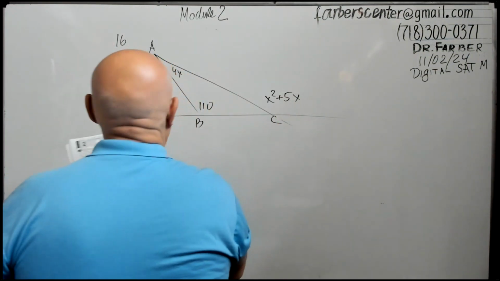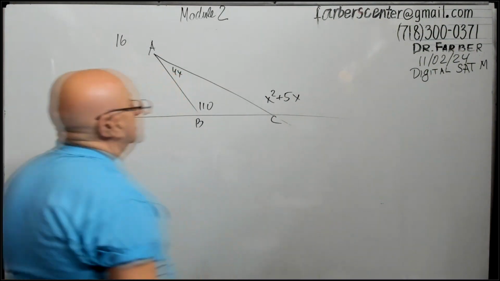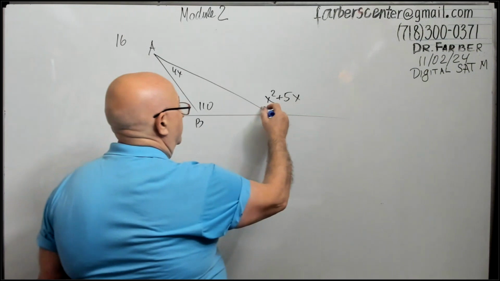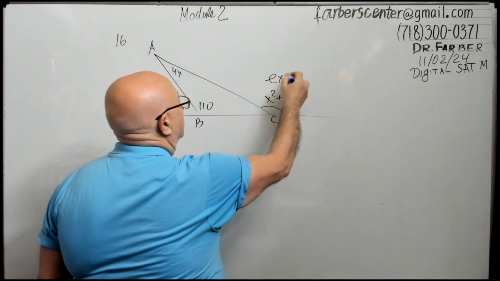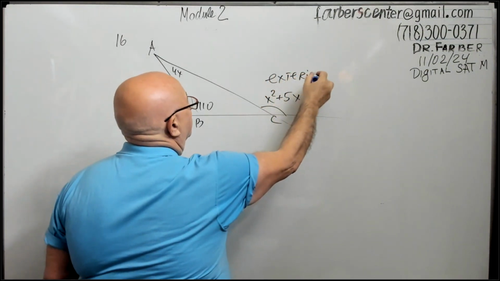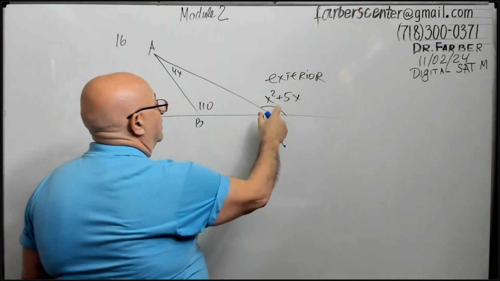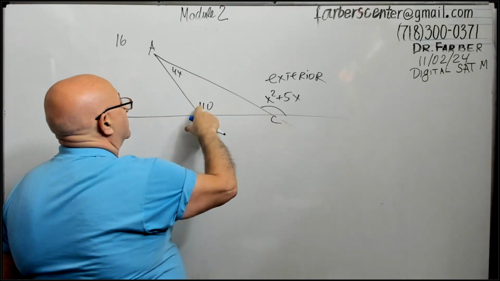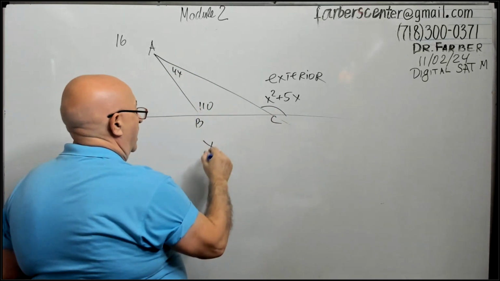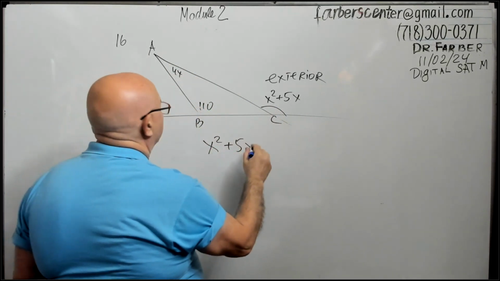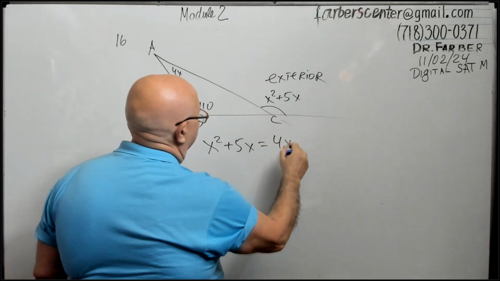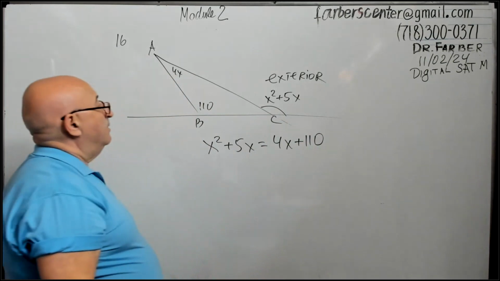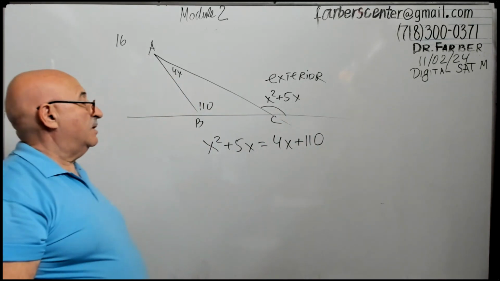Okay, what value of x? Well, students, also a one line problem. This exterior, remember this angle exterior, outside. Exterior angle in any triangle equals the sum of two remote angles. So x squared plus 5x equals 4x plus 110. And we have a quadratic equation.